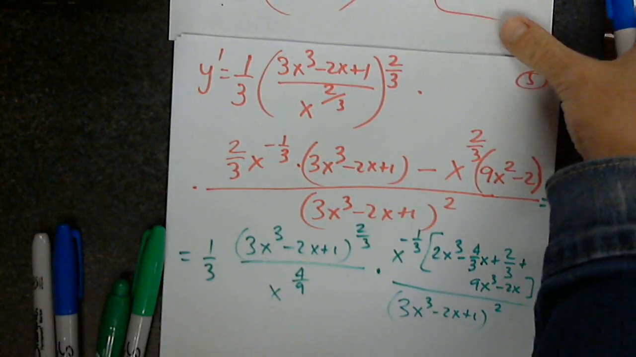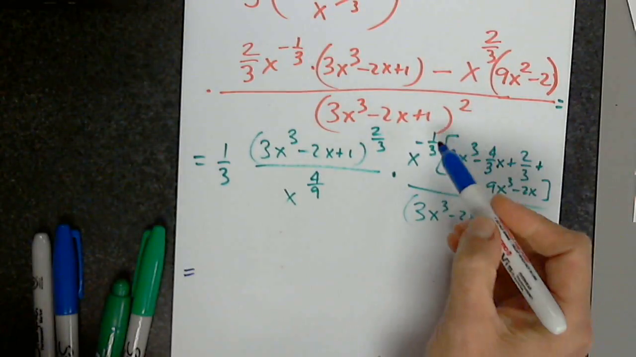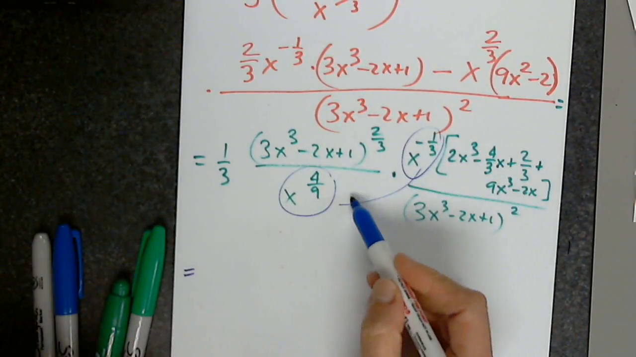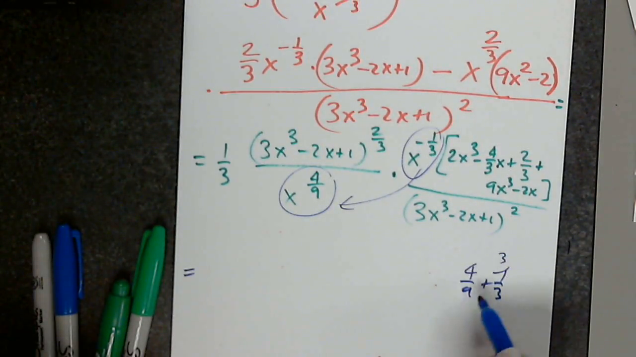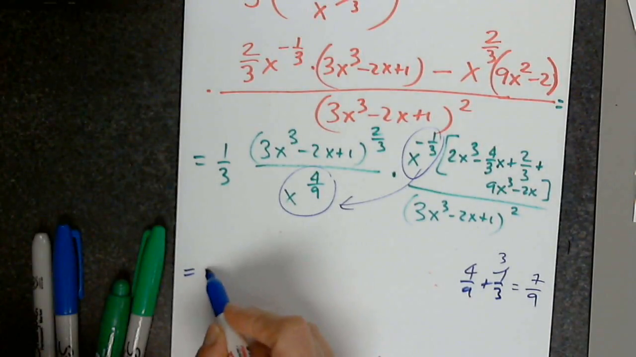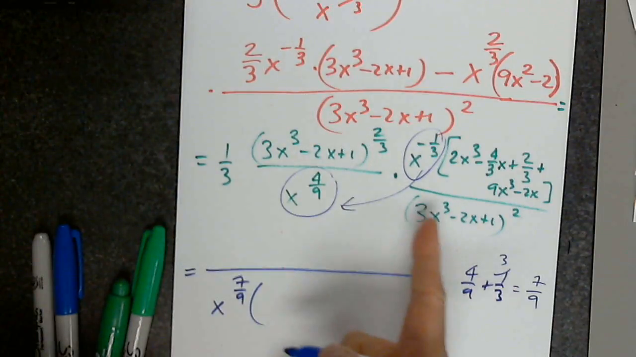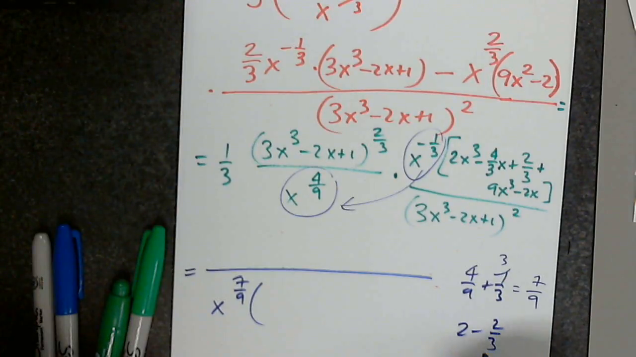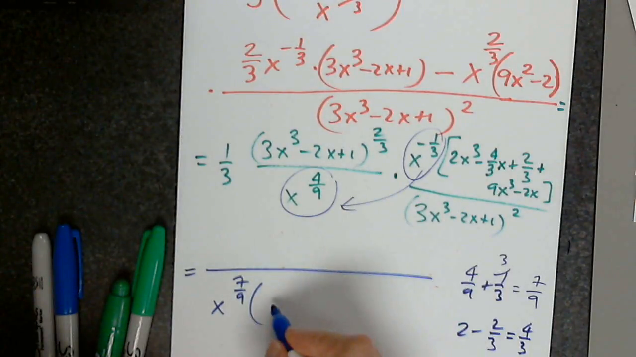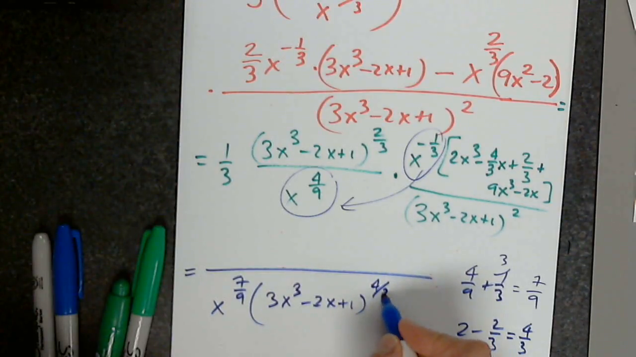So what I can do here, okay, I will simplify these two, or I will actually bring it down. So I have 4 over 9 plus 1 over 3. So it's 7 over 9. X to 7 over 9. Then I keep this, which I should simplify. So 2 minus 2/3 is 6. Minus 2 4/3. So I bring this down to 3x to the third minus 2x plus 1 to 4/3.